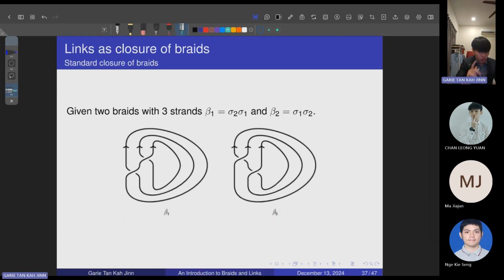Never mind, one example. This is the example from just now. If I define beta equals sigma 2 and beta prime equals sigma 1, then these two are related by a sequence of Markov moves. Then by the Markov theorem, these two must represent isotopic links. So we can use different arguments.